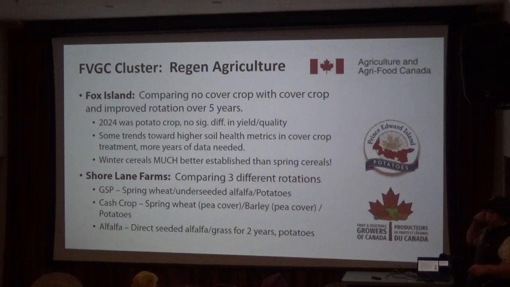And then Shoreline Farms, over in Indian River, where we're comparing some different rotations. Grower standard practice is potatoes, wheat, underseeded alfalfa, with 2 cash crops in there. We're comparing that with a cash crop every year, but with covers after the 2 cereal crops. So they have peas that went in after the wheat, and there'll be peas next year after the barley. And then direct seeded alfalfa this year, thrown out for 2 years ahead of potatoes. This just started this year, so potatoes in '26.